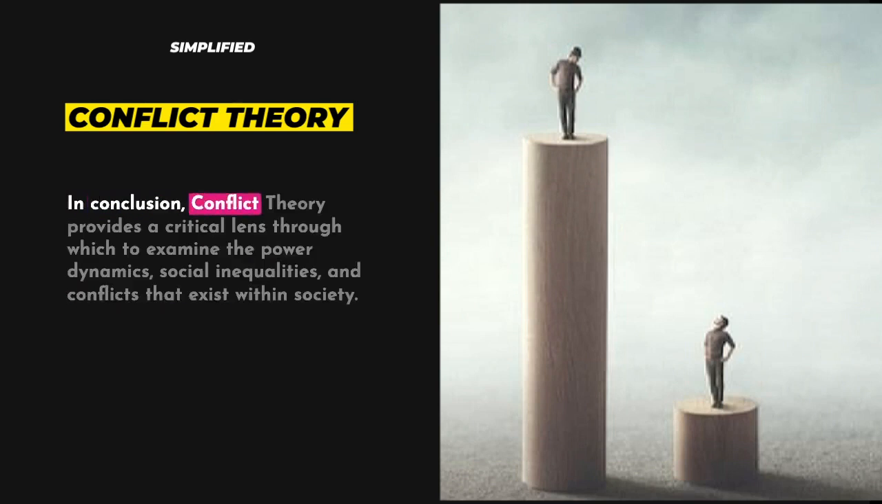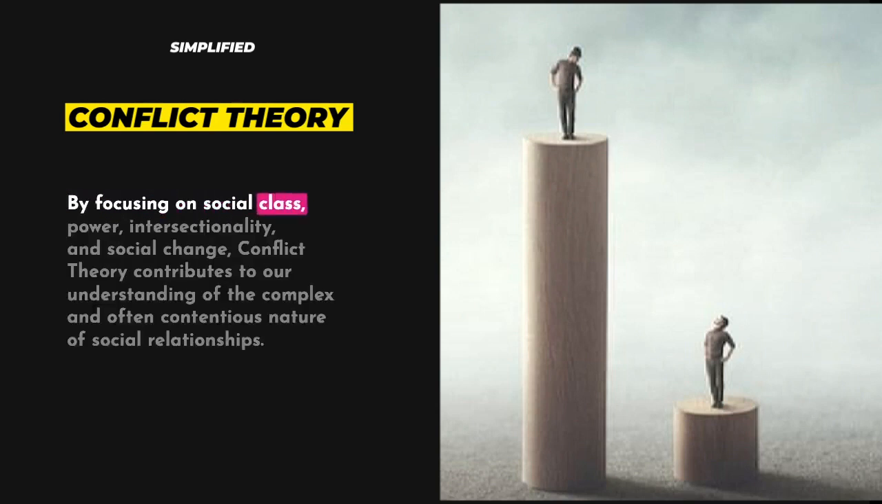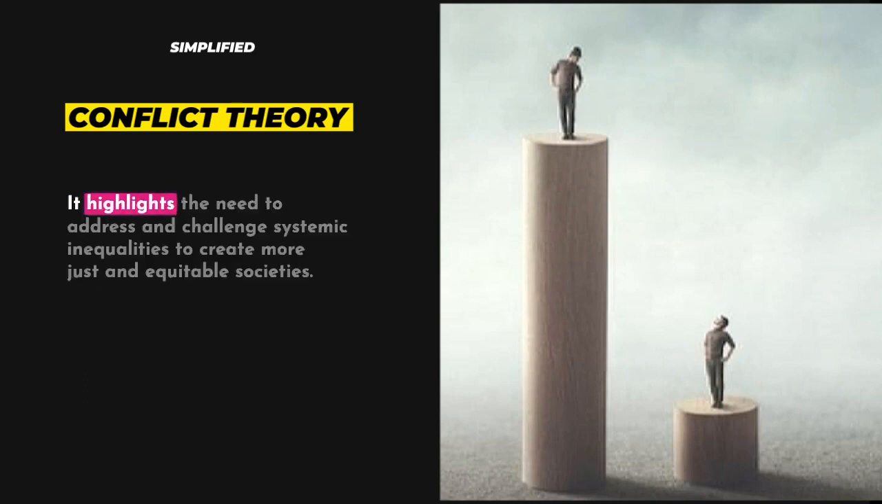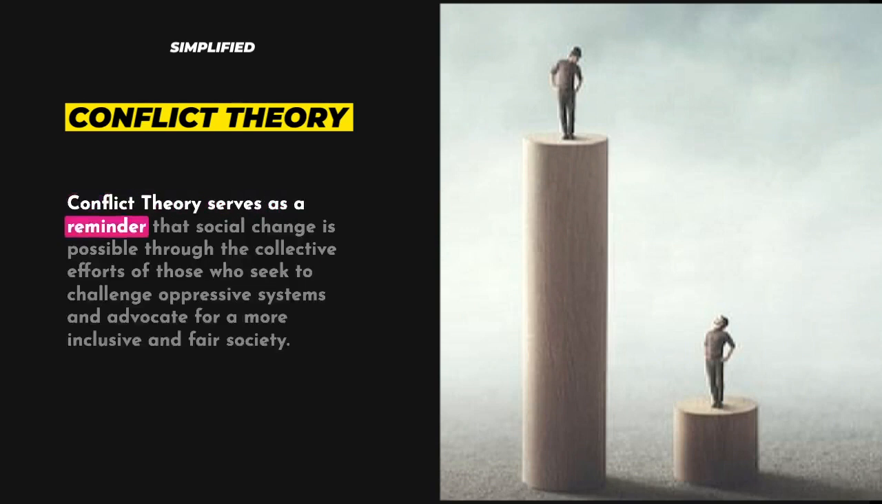In conclusion, conflict theory provides a critical lens through which to examine the power dynamics, social inequalities, and conflicts that exist within society. By focusing on social class, power, intersectionality, and social change, conflict theory contributes to our understanding of the complex and often contentious nature of social relationships. It highlights the need to address and challenge systemic inequalities to create more just and equitable societies. Conflict theory serves as a reminder that social change is possible through the collective efforts of those who seek to challenge oppressive systems and advocate for a more inclusive and fair society.